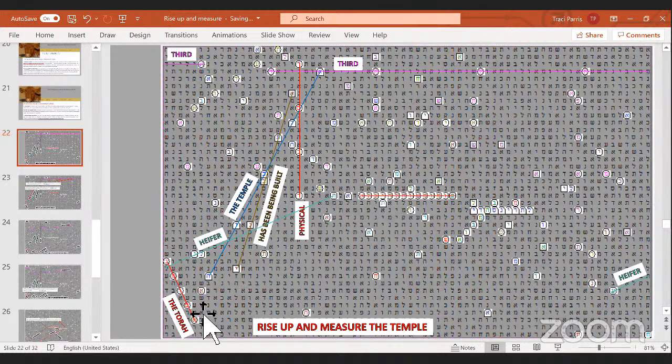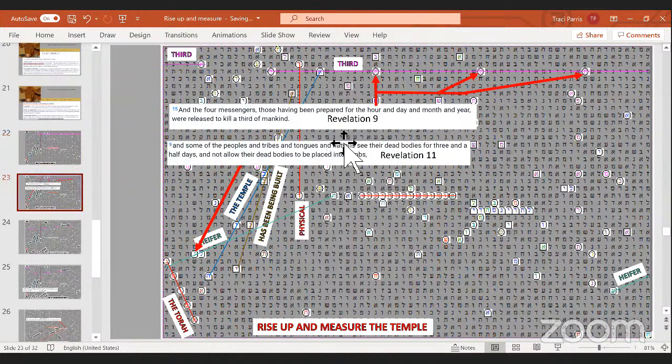And the Torah, it's not spelled like the vocabulary word that you showed us at the beginning because this is Aramaic and that was Hebrew. So by third, I thought it was interesting that these 2 verses both have third in them. And the 4 messengers, those having been prepared for the hour and day and month and year, were released to kill a third of mankind. And some of the peoples and tribes and tongues and nations see their dead bodies for 3.5 days and not allow their dead bodies to be placed in tombs.